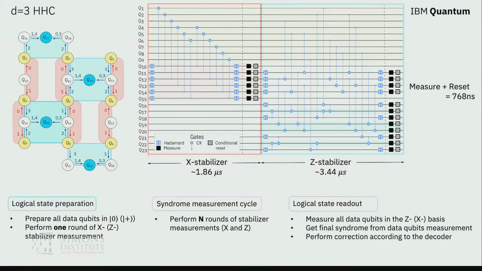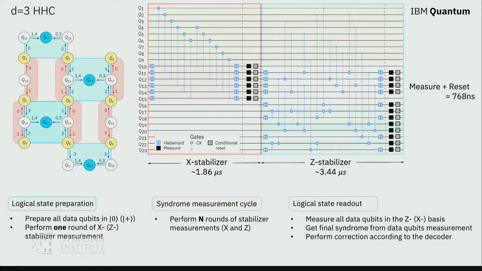So the experiment that we did for this paper was to prepare a logical state by performing one round of either X or Z stabilizers, starting from either the 0 or plus state. And then you run n rounds of stabilizer measurements. So each round consists of both X and Z checks. And then you finally do a logical state readout.